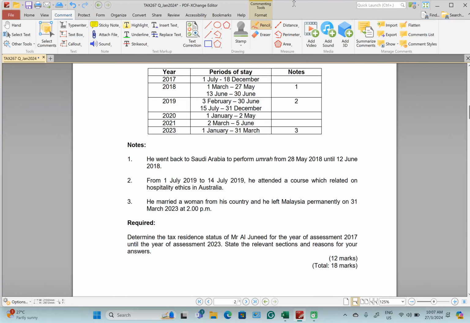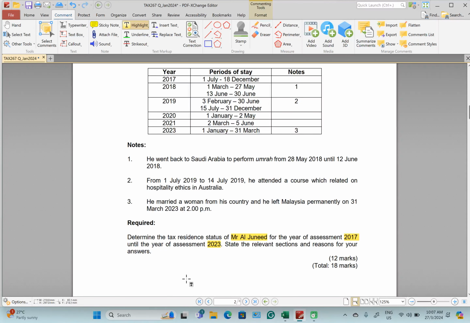First, look at the required. Determine the tax resident status of Mr. I, Junit, for the years of assessment 2017 until 2023. So how many years do you need to compute? 17, 18, 19, 20, 21, 22, 23. It means 7 years, so make sure that your answer consists of 7 YAs.